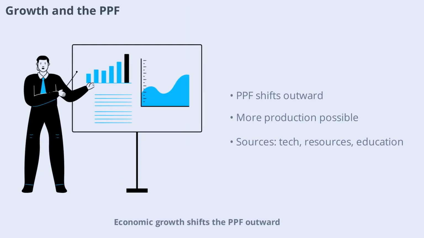Economic growth shifts the PPF outward. This means the economy can produce more of both goods than before. Growth can come from new technology, more resources, or better education and training. When the PPF expands, it reflects an increase in a country's productive capacity.